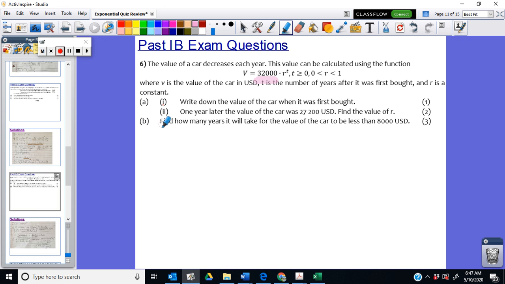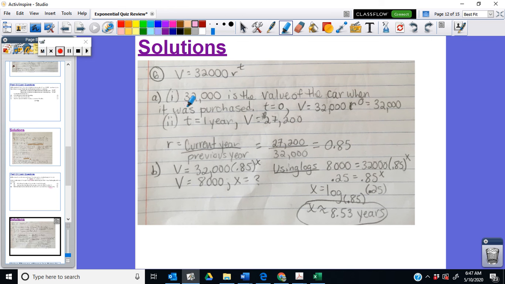And then in part B, we need to do a little bit more work and find out how long it will take for the car value to reach 8,000. We can do that a couple different ways. So first, we wrote down 32,000 for the value of the car when it was brand new. And then we take the current year divided by the previous year. So here is year 1 divided by the initial cost, and we get 0.85. That means the car is depreciating by 15%. It's going down 15% of its original price every year.